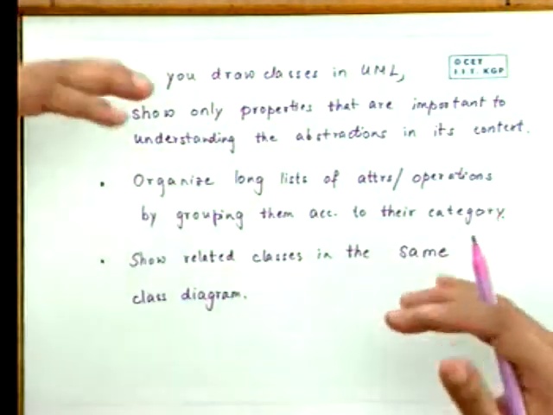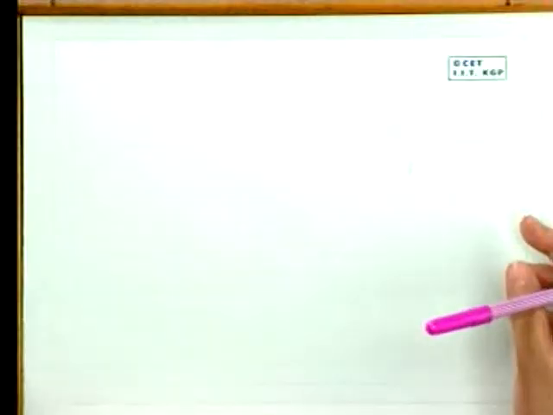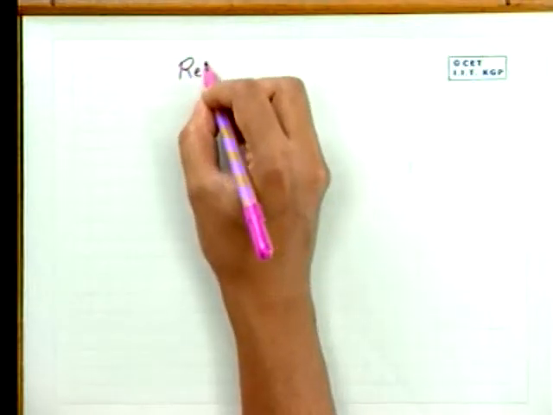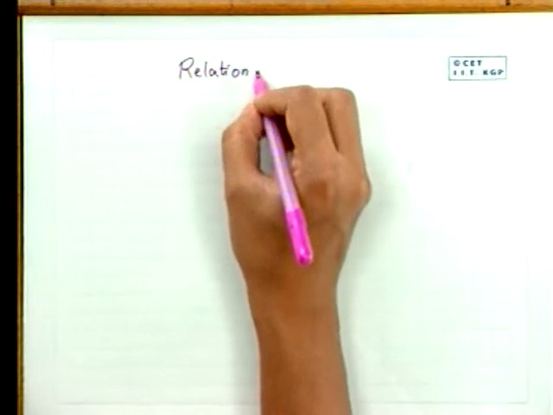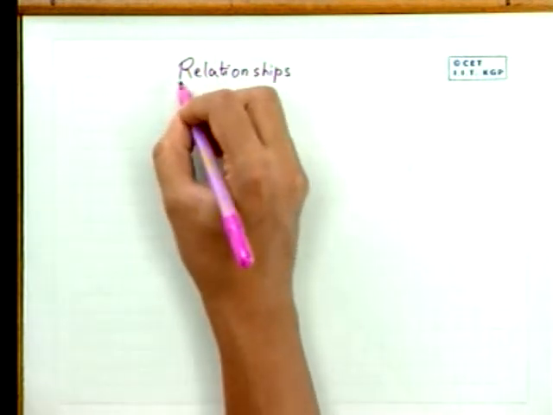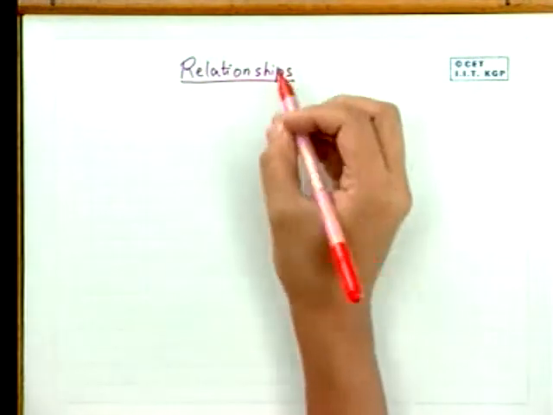In order to show all the classes in the system, you may use more than one class diagram. But you should show all the related classes in the same class diagram. Now, after we have modeled the classes, we have to find out the relationships that exist between the classes. So, relationships are used for connecting classes.